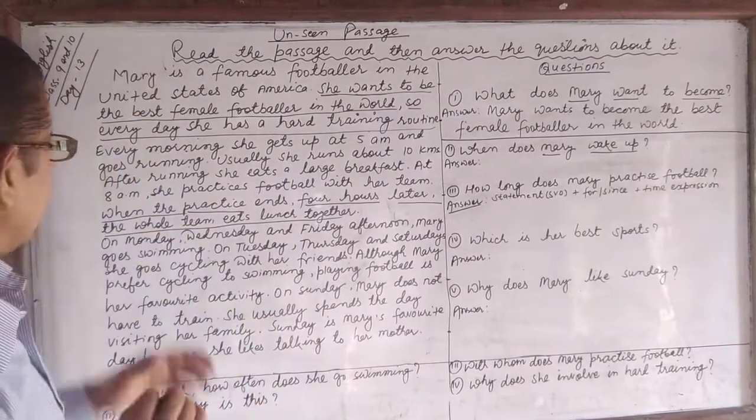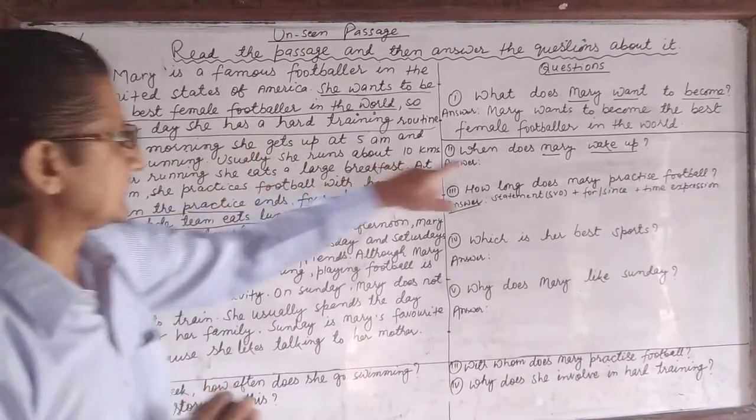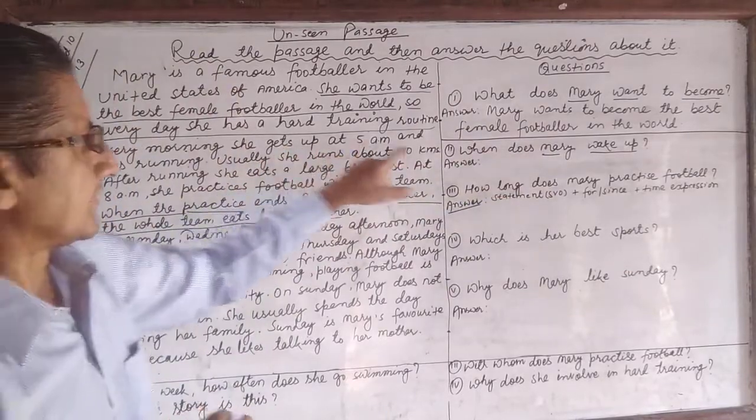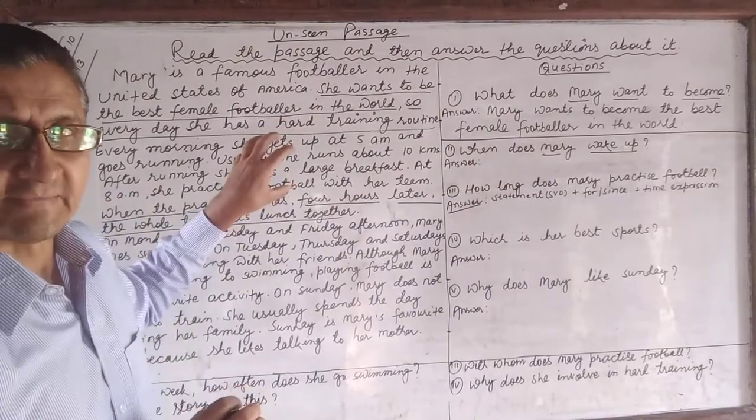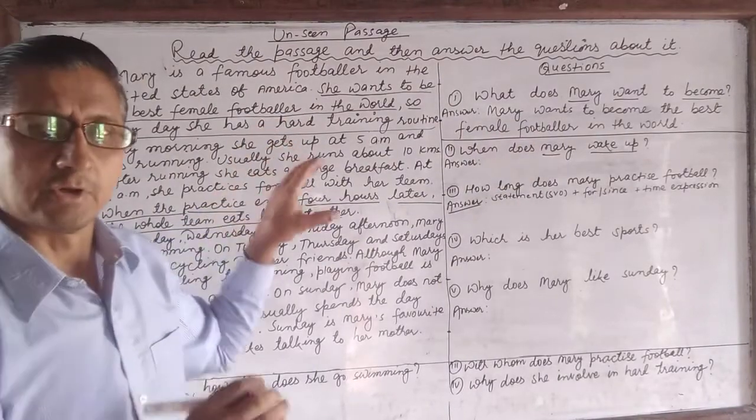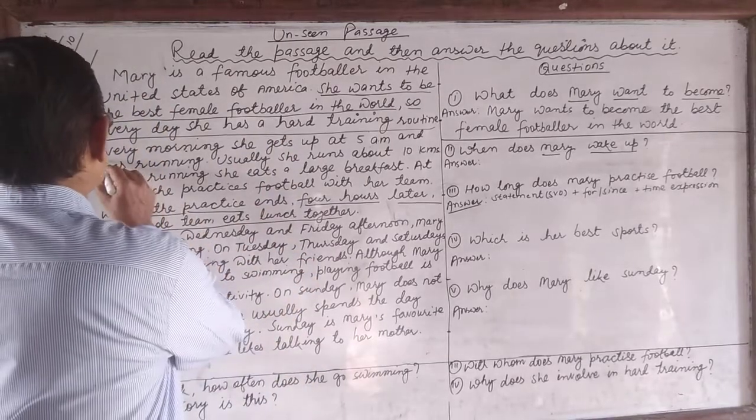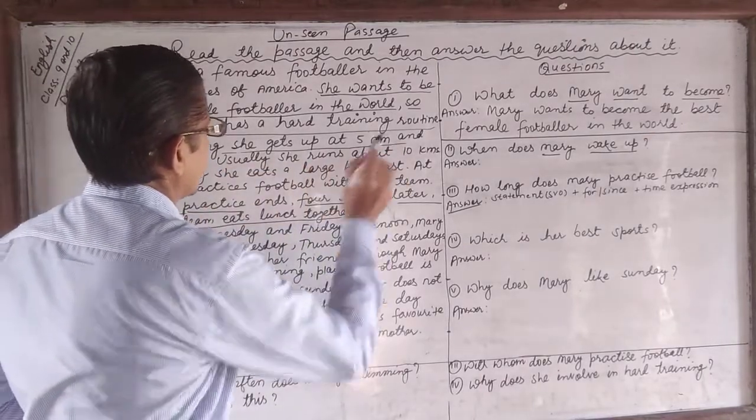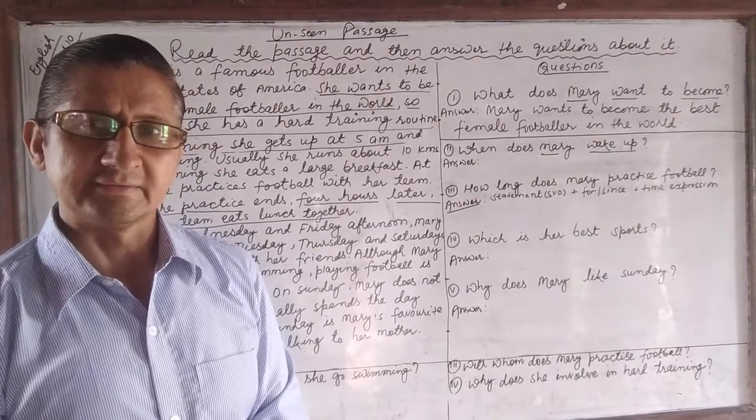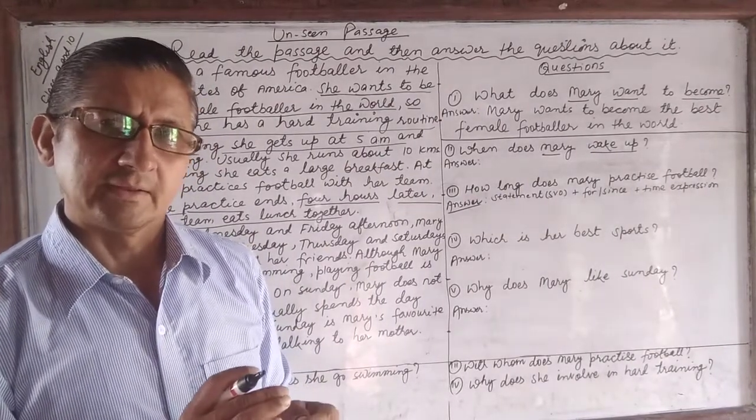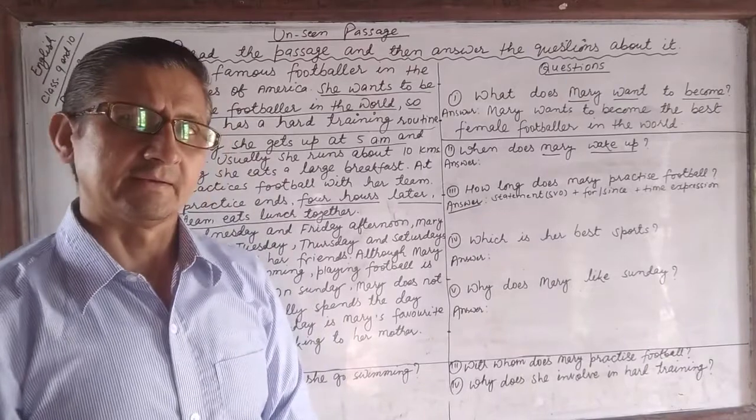Let's read the passage. Every morning she gets up. She means Mary. Gets up means wake up. These two keywords are matching here in this sentence. So we underline this sentence. We locate the answer in this sentence. It means the answer of this question is in this sentence.